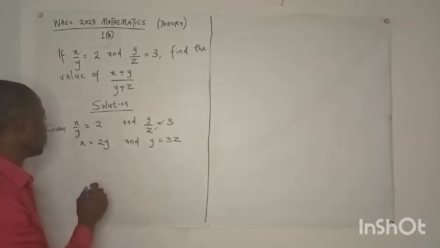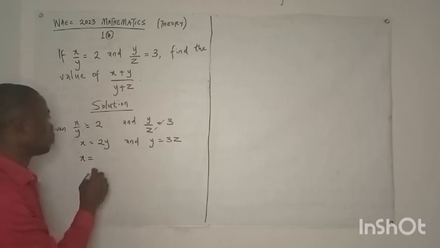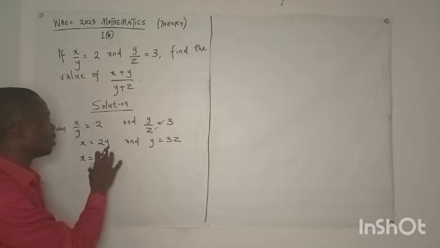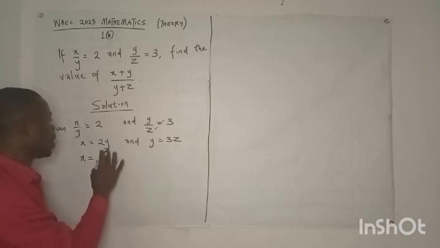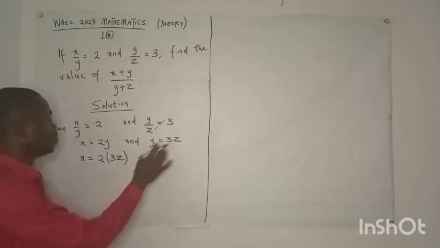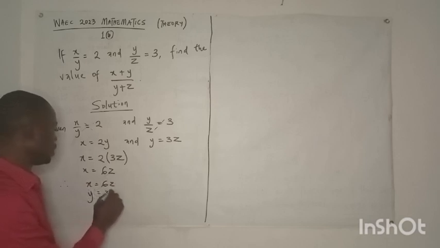So let's put them in order. Let's express x in terms of z. So x will be equal to 2, and in place of y, we'll put 3z, because x is equal to 2y, and y is equal to 3z. So x is equal to 2 times 3z, which gives us 6z. Therefore, we can say x is equal to 6z and y is equal to 3z.